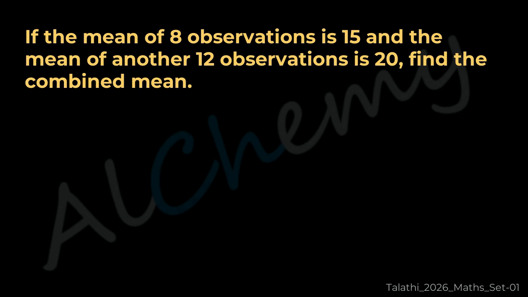The correct answer is C. 27. Question 34. If the mean of 8 observations is 15 and the mean of another 12 observations is 20, find the combined mean. A. 17. B. 18. C. 19. D. 20.